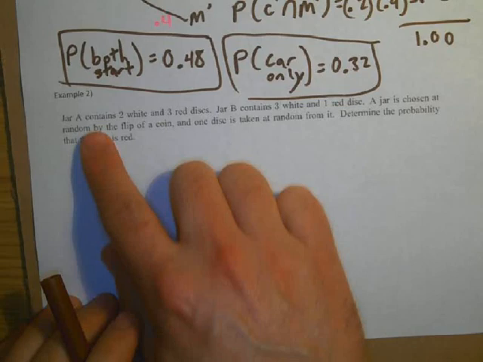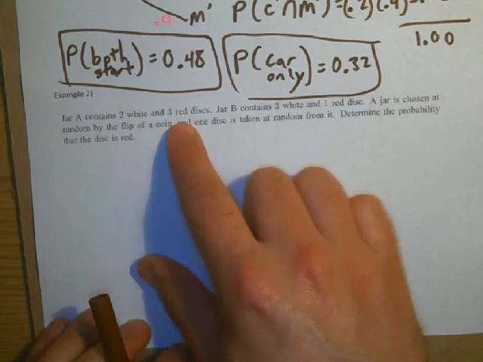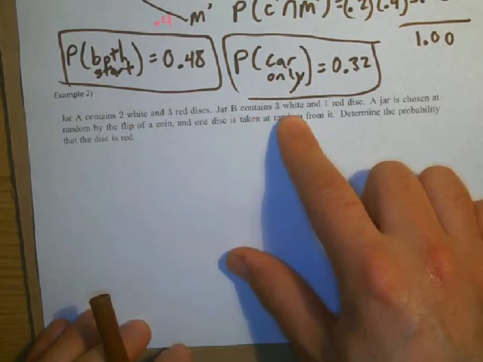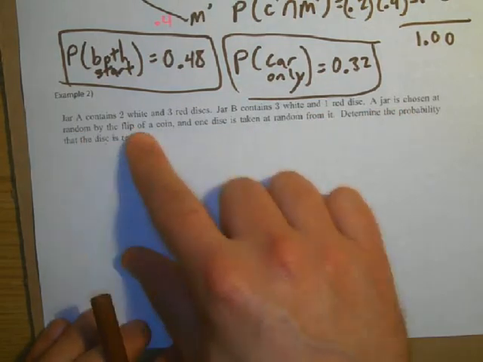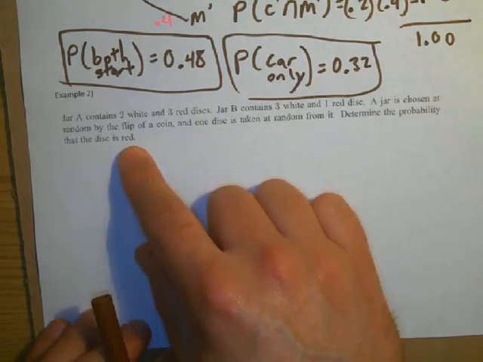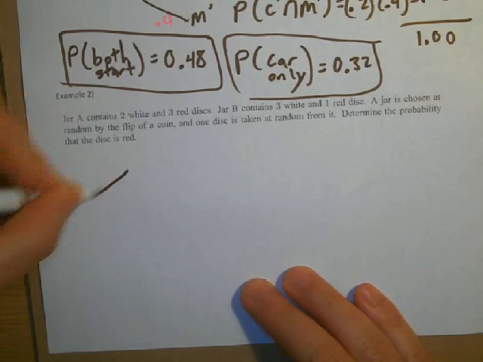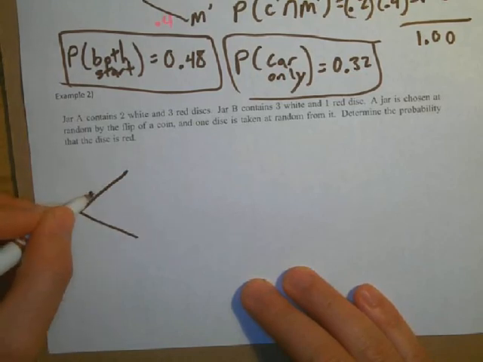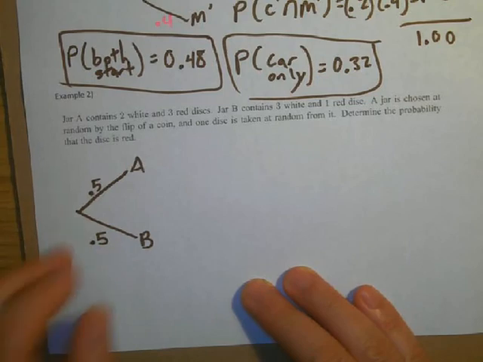Okay, you've got a jar of marbles. Jar A contains two white discs and 3 red discs. Jar B contains 3 white and 1 red disc. A jar is chosen randomly from flipping a coin. 1 disc is chosen at random. Determine the probability that the disc is red. Okay, so if we're flipping a coin, then we've got a 50-50 chance that we're going to use jar A or jar B. Does that make sense? You flip a coin, you're either going to use jar A, jar B.